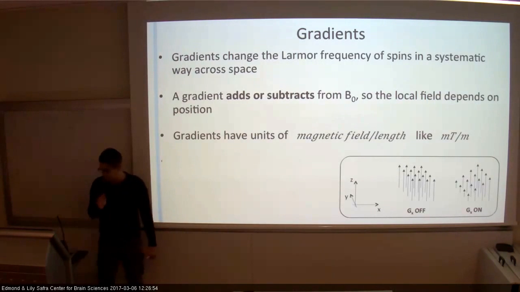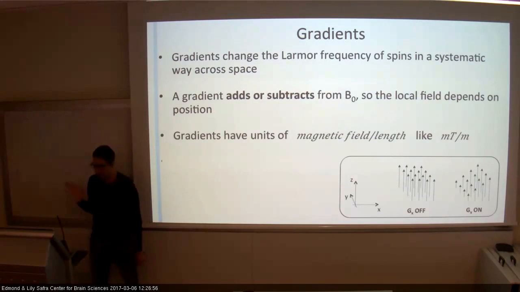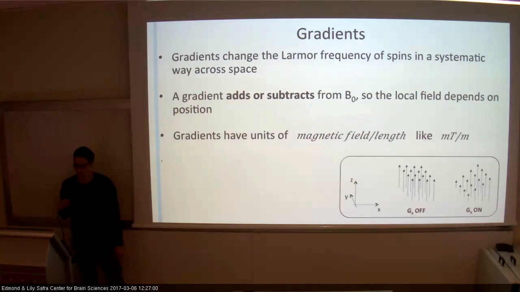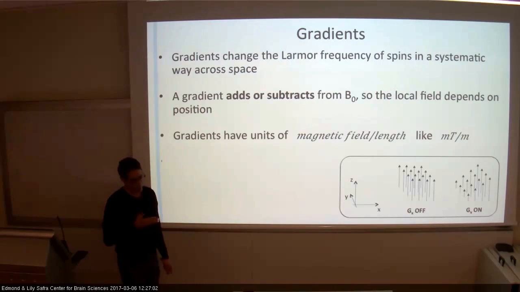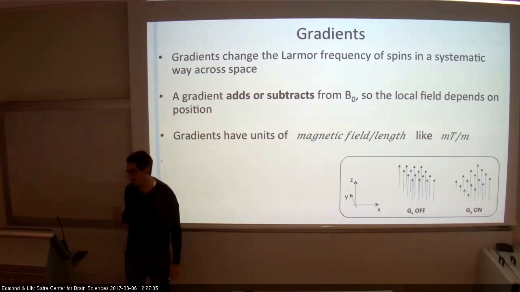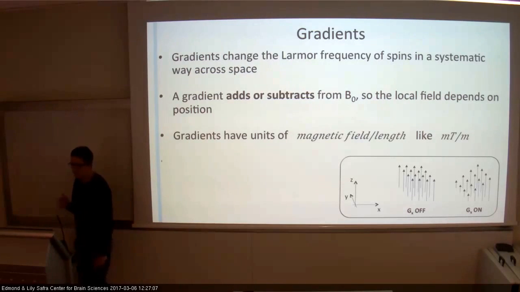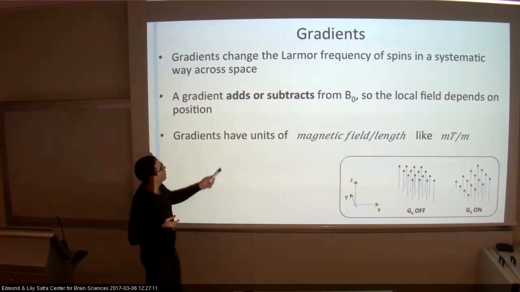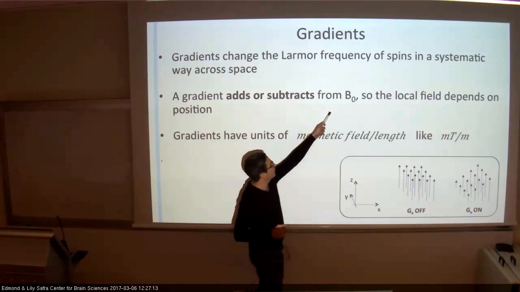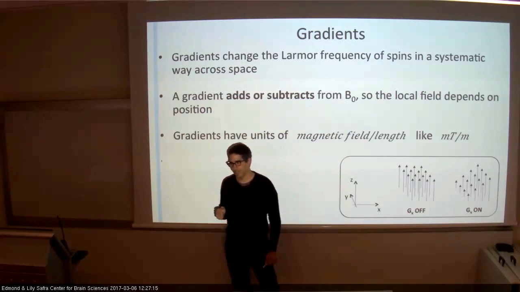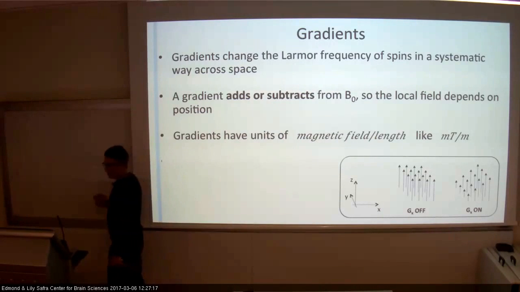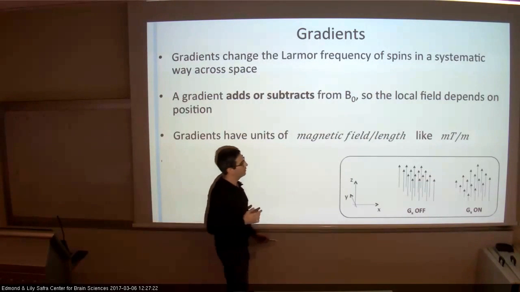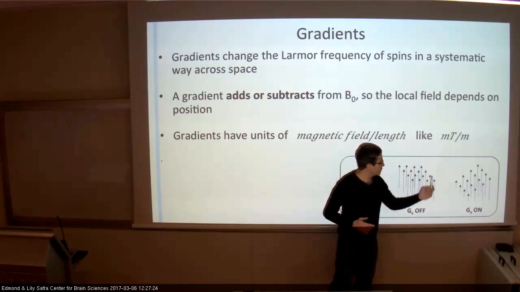What I want to say here is just to summarize. The gradient allows us to create a variation in the Larmor frequencies in space. It's always an effect that we add on top of the main effect coming from B0. And gradients typically have units of millitesla per meter.